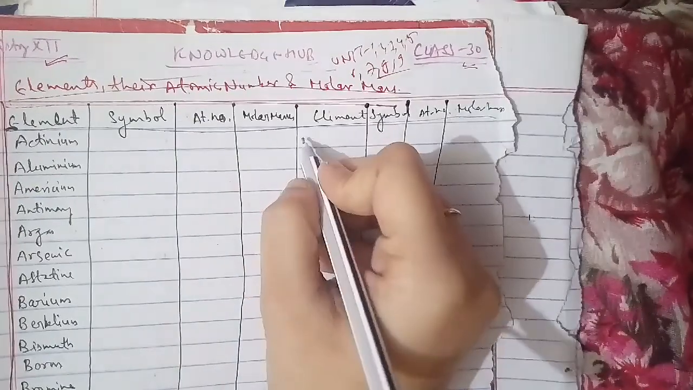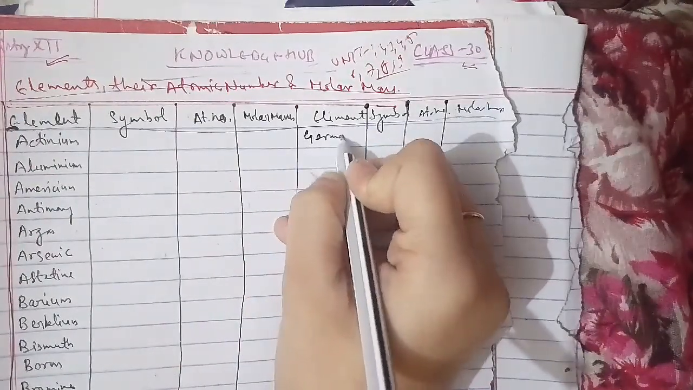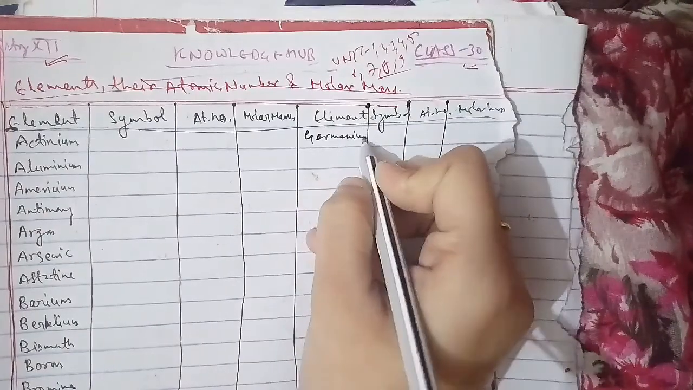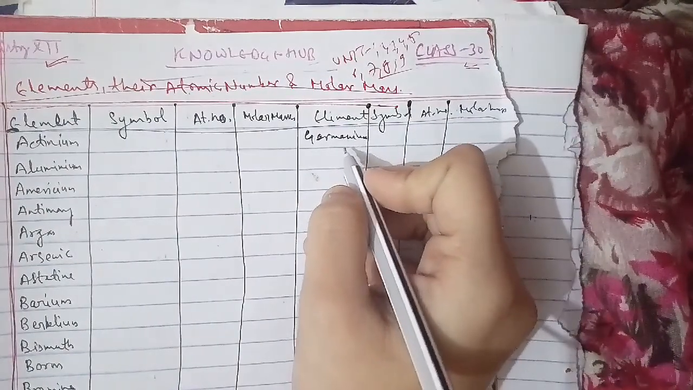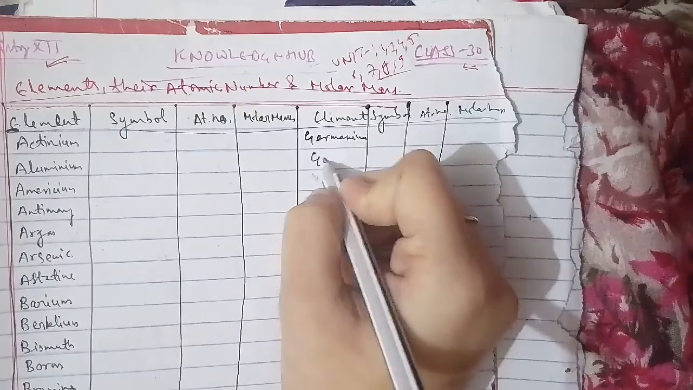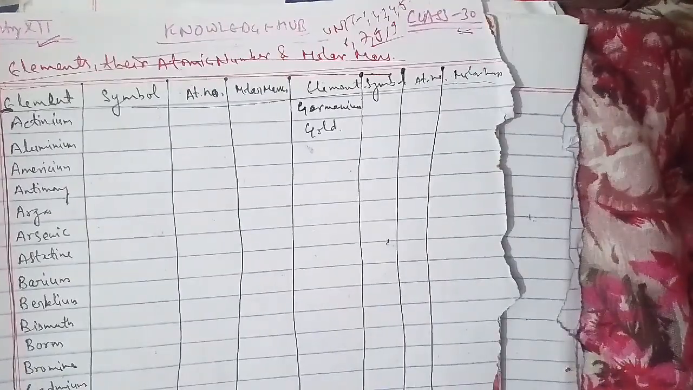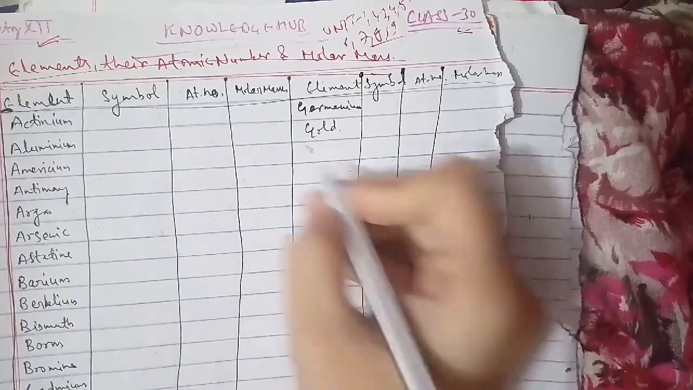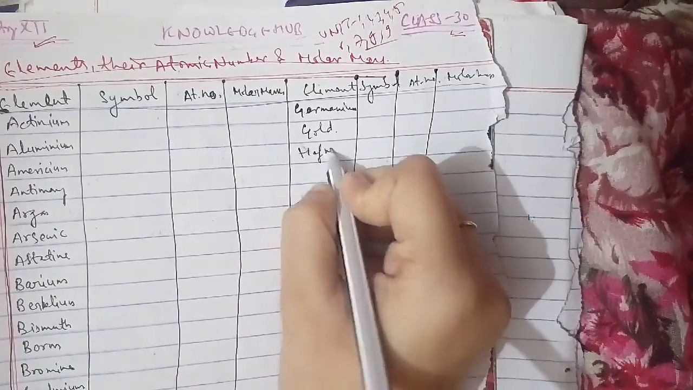After gold we have hafnium. Then we have hassium. Then we have helium. Then after helium we have holmium.